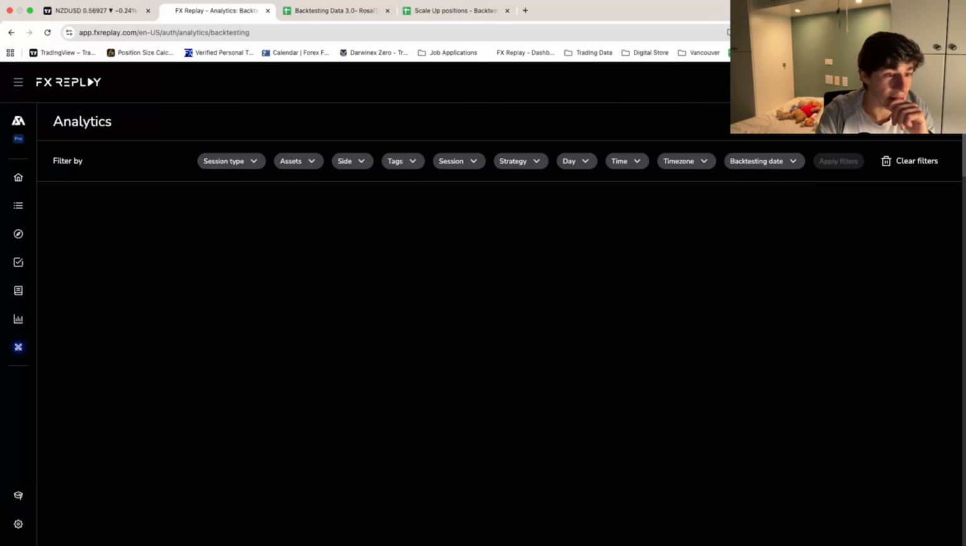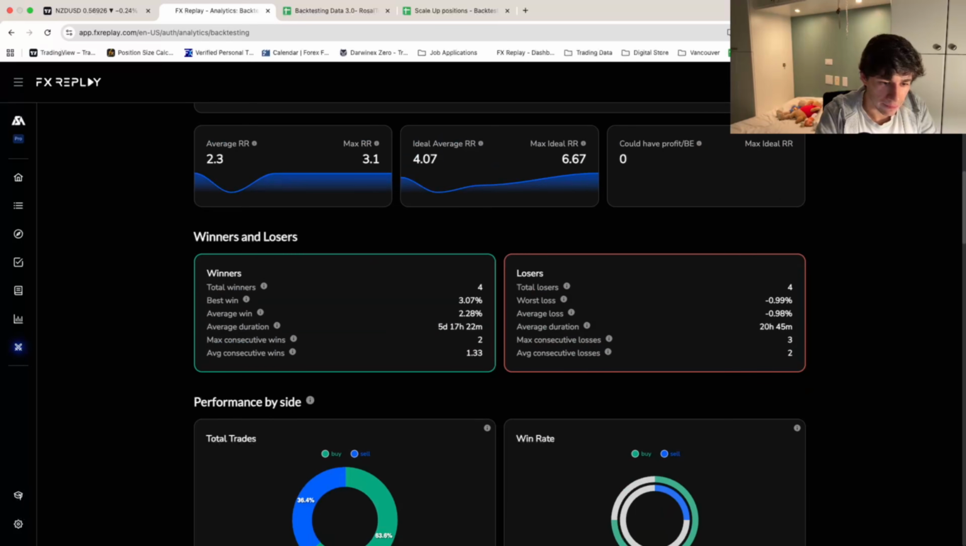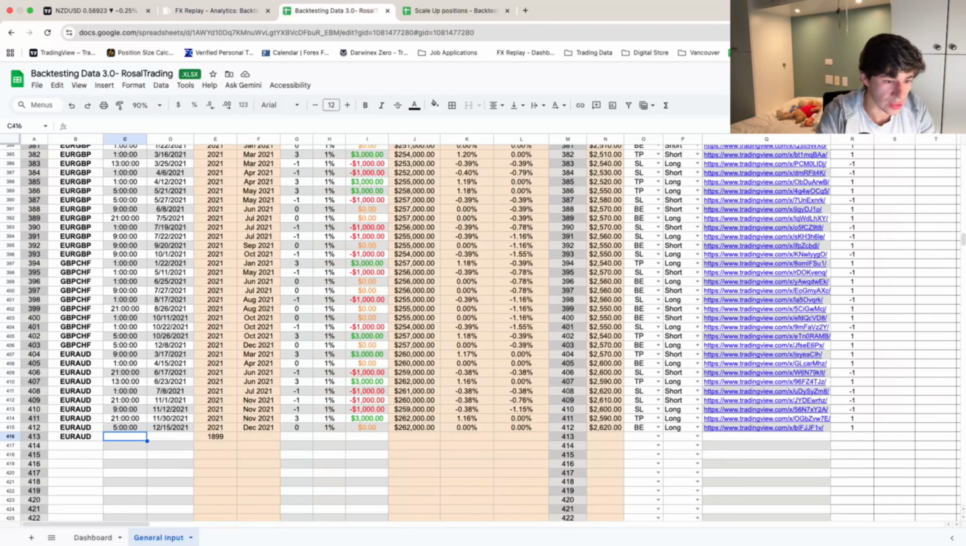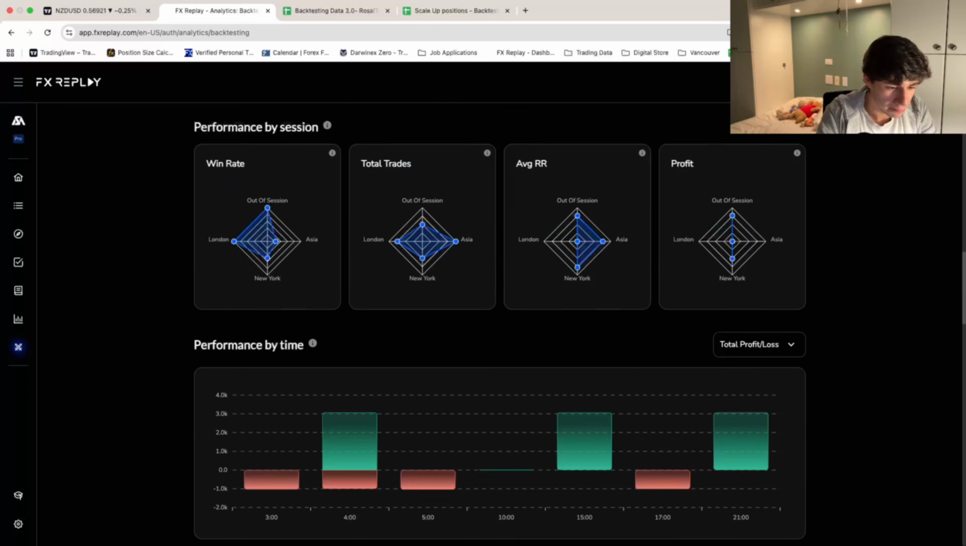So let's see the analytics. Okay, so 11 trades, 50% win rate. We made around a 5% profit, so a 5R profit with 3 break-even trades. We had a maximum losing streak of 3 trades, which was actually this one, I believe. So there's 3 here. And a total winners of 4. Total losing trades 4.